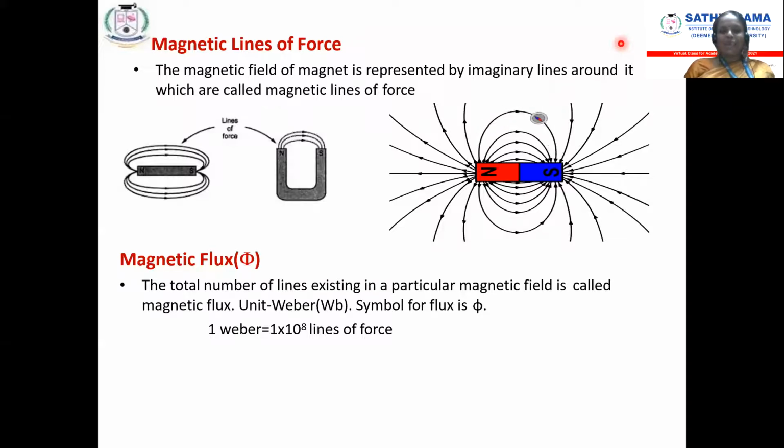Sai Kumar has put phi equal to B into A. Yes, this unit will be enjoyable for you because you have already studied it. So this is the definition for magnetic flux: the total number of lines existing in a particular magnetic field is called magnetic flux.